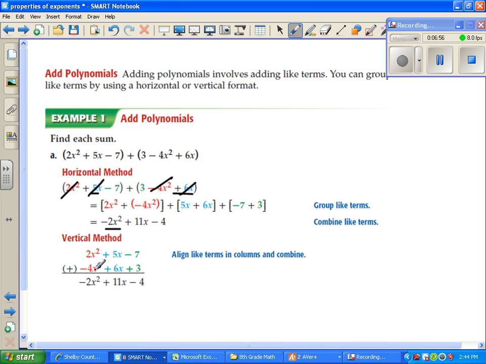Yes, they have to be like terms before you do this. They do have to be like, because I'm just adding them. I'm not multiplying them together. I'm just adding them or combining them. Put 0x. That's a good point. So you can see that there are no x terms there. Good point, Chase.